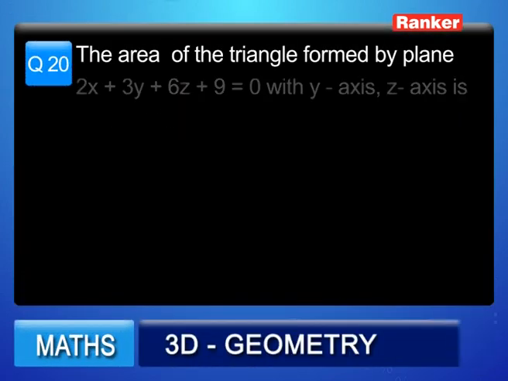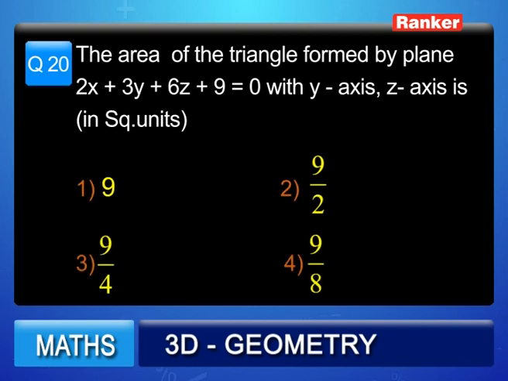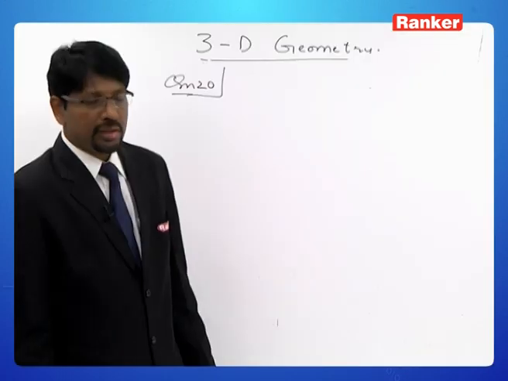Let's move to question number 20. The area of the triangle formed by the plane 2x plus 3y plus 6z plus 9 equal to 0 with the y-axis and z-axis is in square units. First option 9, second option 9 by 2, third option 9 by 4, fourth option 9 by 8. Let's see how it goes.